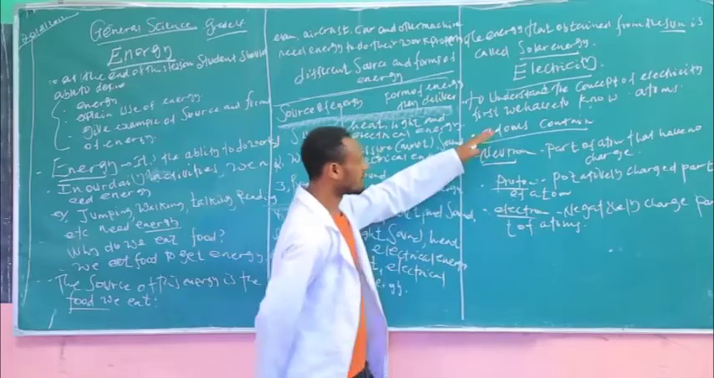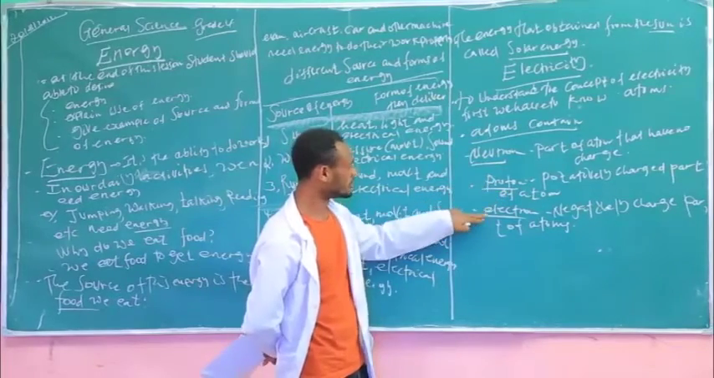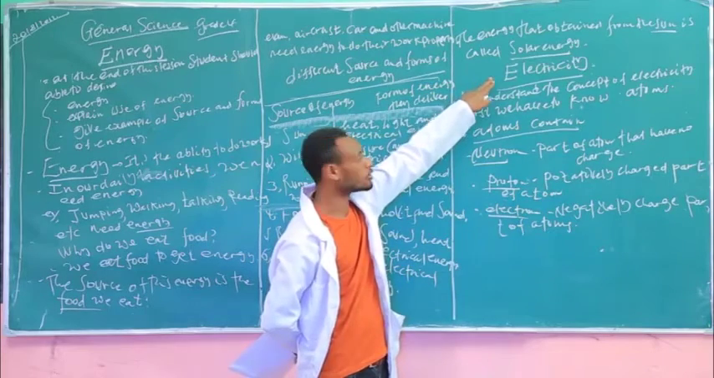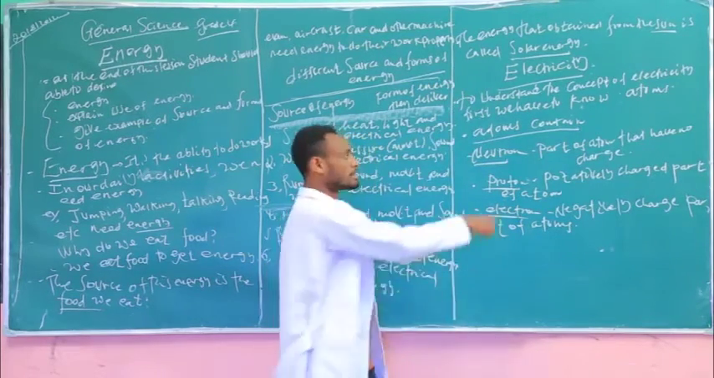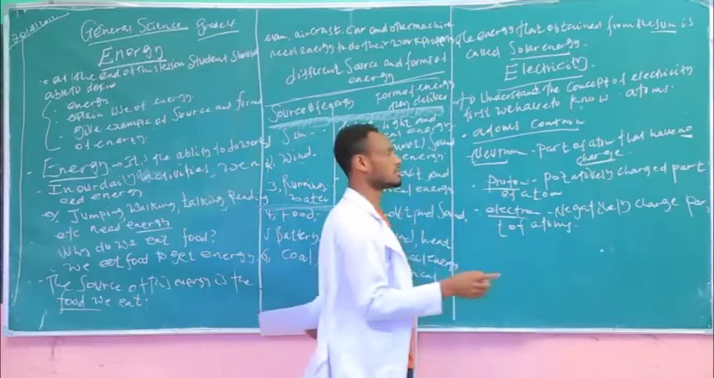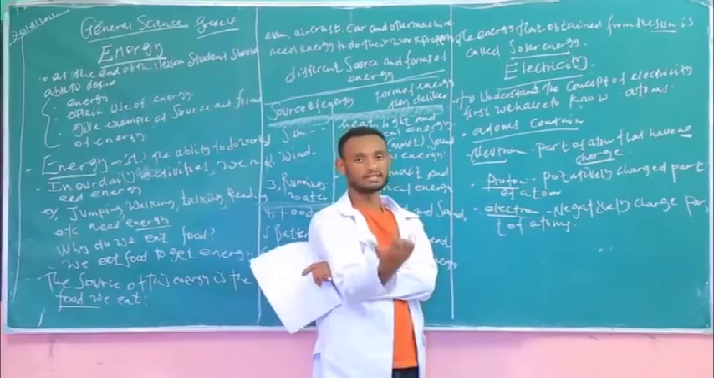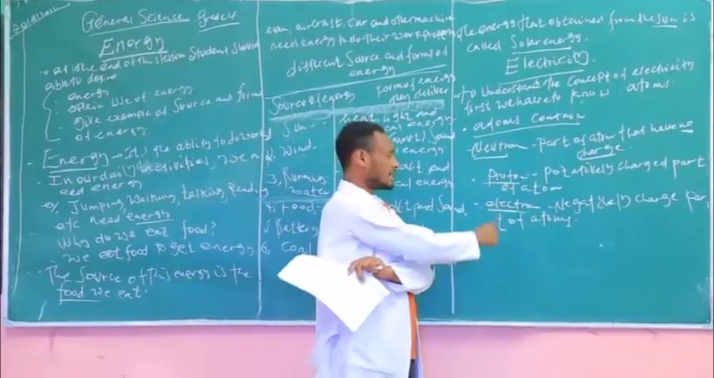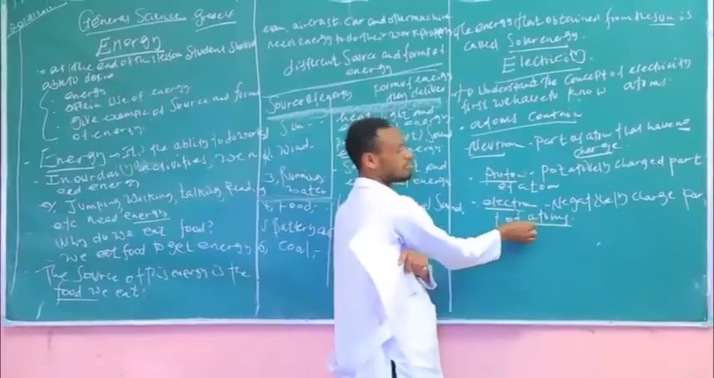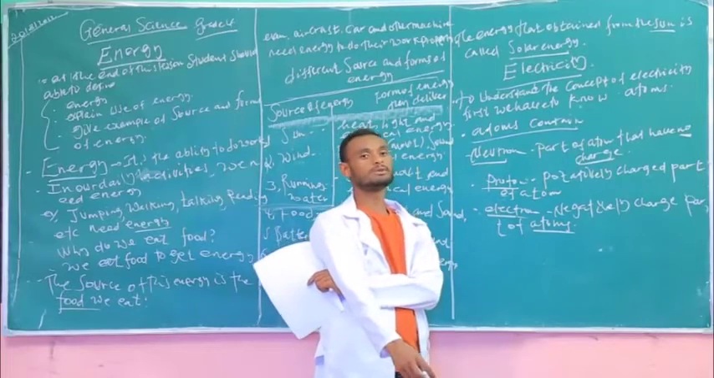Look, students, you have to get the concept. What do we mean by neutron, proton, and electron? To know the concepts of electricity before talking about electricity. Neutron is a part of an atom which has no charge. But proton is a positively charged part of an atom, and electron is the negatively charged part of an atom. Have you got the point, students?